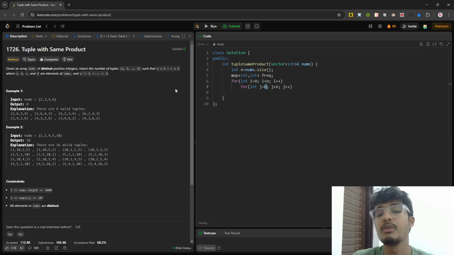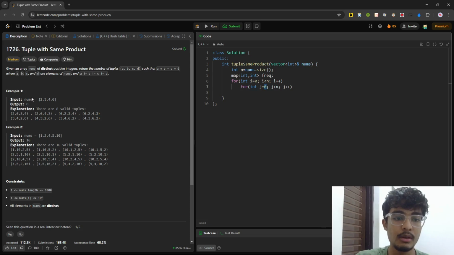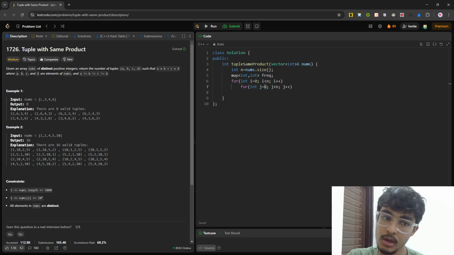Now for each, I have to start from an element after that. Let's say here in the example nums we are given an array 2 3 4 6. So for 2 I will count the frequency for 2 comma 3, 2 comma 4 and 2 comma 6.